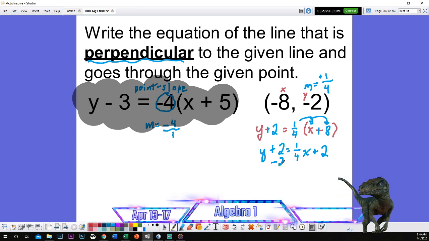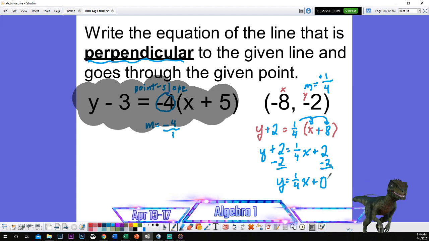And then I'll go ahead and subtract this 2 from both sides. Ooh, something crazy is going to happen here. 2 minus 2 gives me 0. So I can put plus 0 here, or if I leave that off, that's okay as well. It doesn't matter. So y equals 1/4 x, or y equals 1/4 x plus 0. Those would both be great.